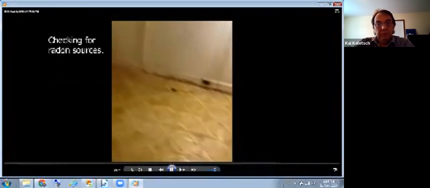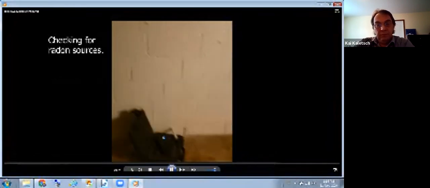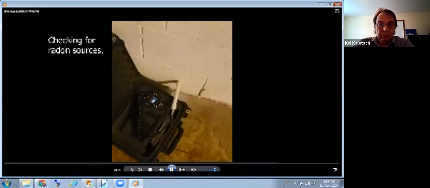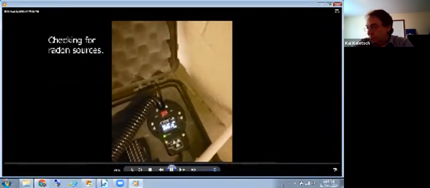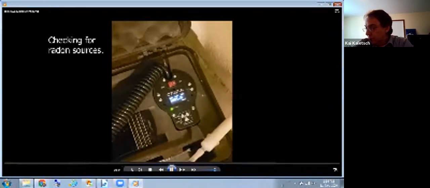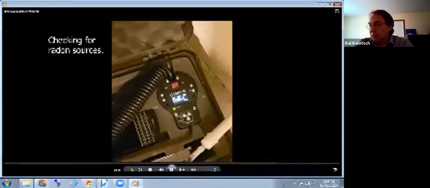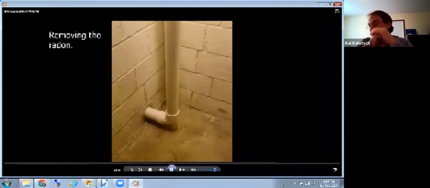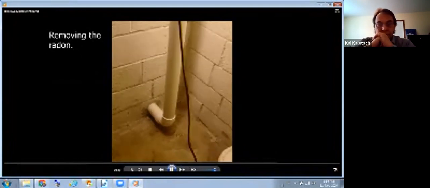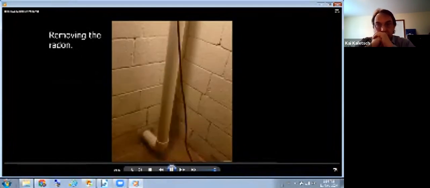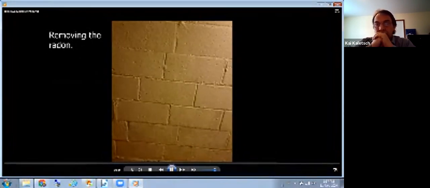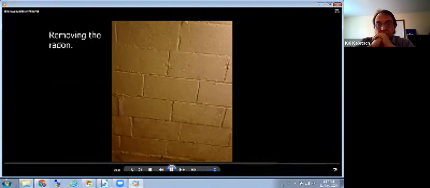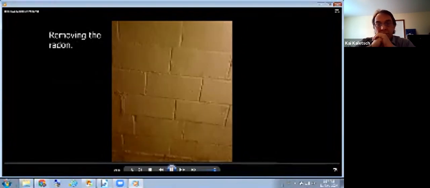We're down in the basement and we have our sniffer going in this block wall, and it's been anywhere between 1,000 and 14 picocuries. We have our suction hole, and the pipe leads to the outside fan. This is taking care of this entire wall that we were having high levels between 1,000 and 1,400 picocuries.